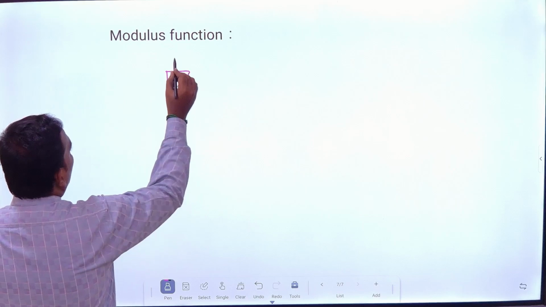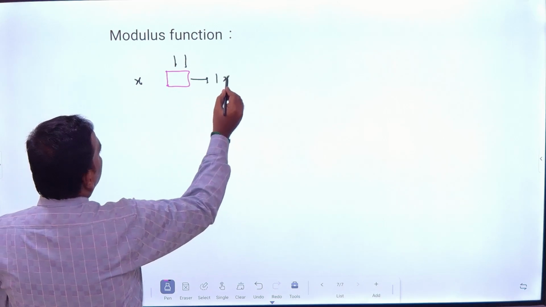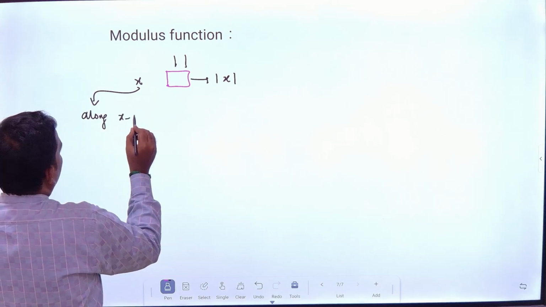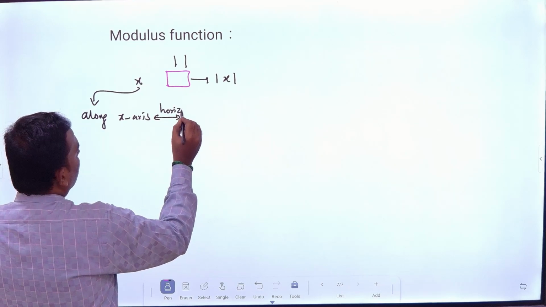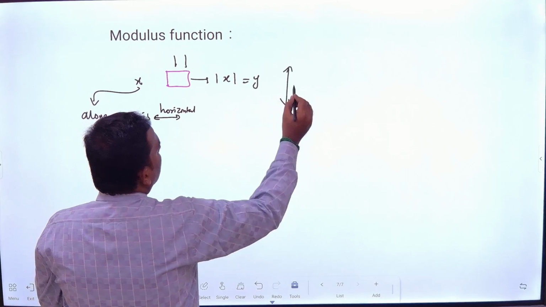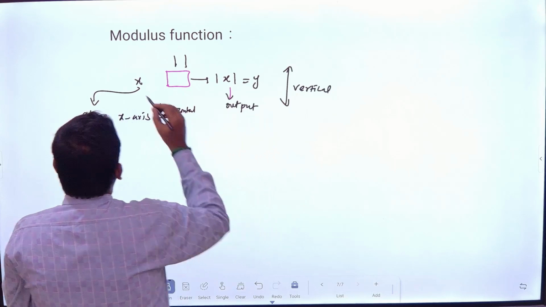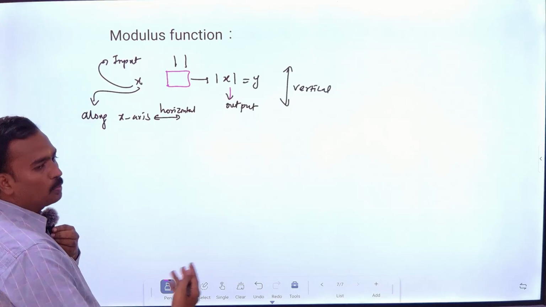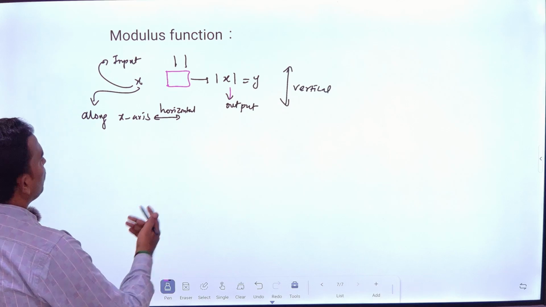Let's take mod as an operator, like a machine. If I put x in, the output will be mod x. The input is always along the x-axis, the horizontal, and if you take mod x as y, it is always vertical, the output. The input may be any real number, but the output is always a non-negative number.